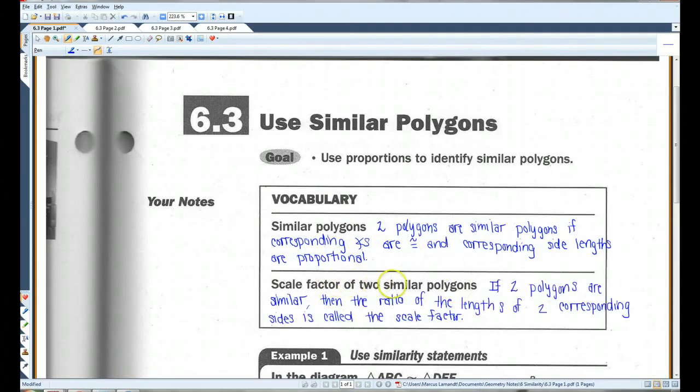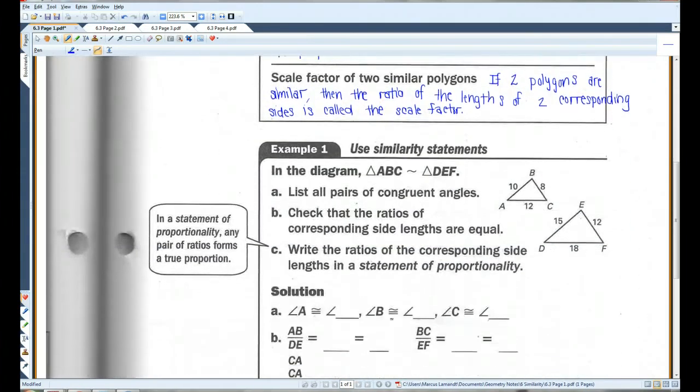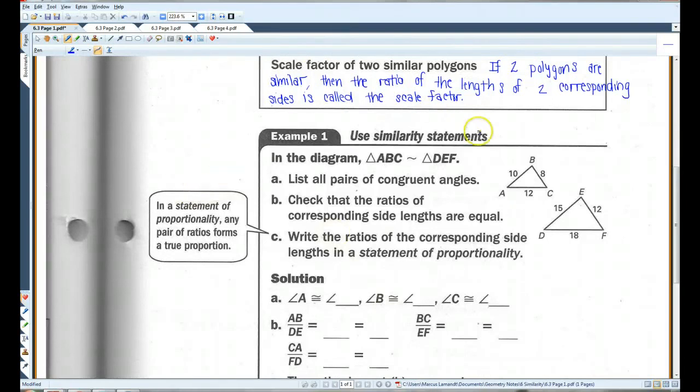The scale factor of two similar polygons. If two polygons are similar, then the ratio of the lengths of two corresponding sides is called the scale factor. Okay, and I'll do an example of what that means. Alright, now, a new symbol. This squiggly indicates similarity. So what this says is triangle ABC is similar to triangle DEF. So, we're given that these two triangles are similar.